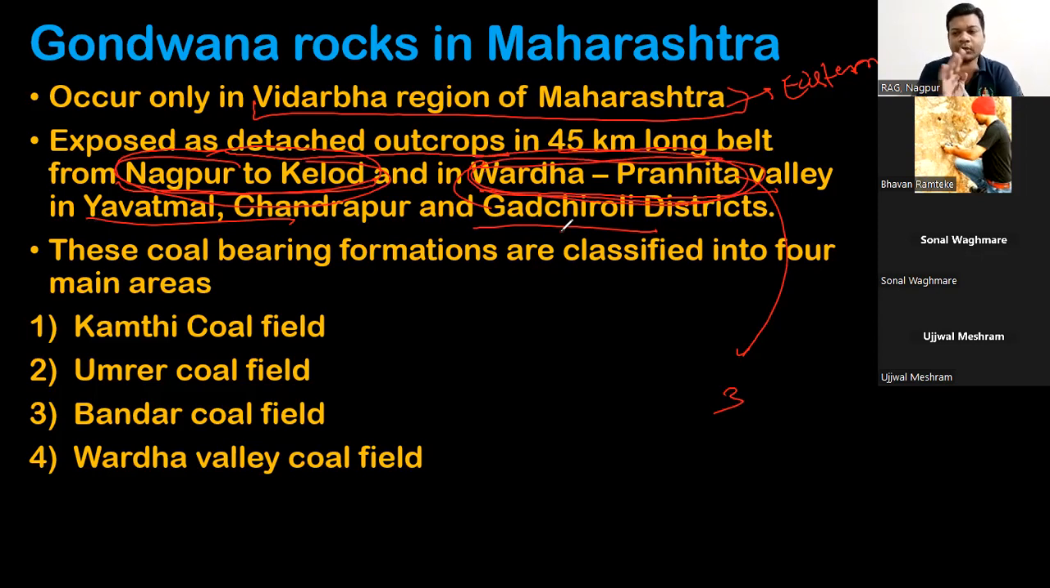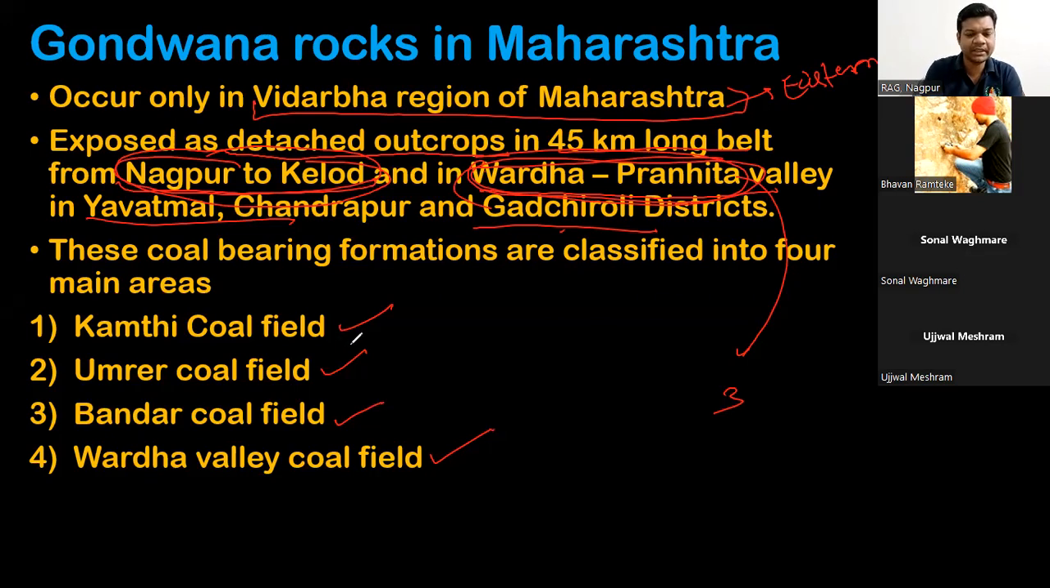Now there are four coal-bearing formations in the Gondwanas of Maharashtra. First is the Kamthi coalfield, another is the Umred coalfield, then the Bandar coalfield, and the Wardha Valley coalfield. These are the four coalfields, four main areas where these coal-bearing formations, these Gondwanas, are basically classified.